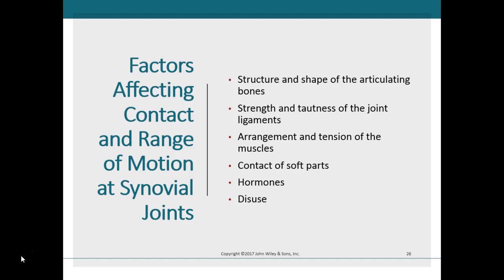The arrangement and the tension of the muscles that are attached to the bones that help to reinforce or strengthen that joint, of course, are also going to affect how that particular joint can move. A good example of the effect of muscle tension on a joint is at the hip joint. When the thigh is flexed and the knee is extended, the flexion of the hip is restricted by the tension of the hamstring muscles on the thigh.